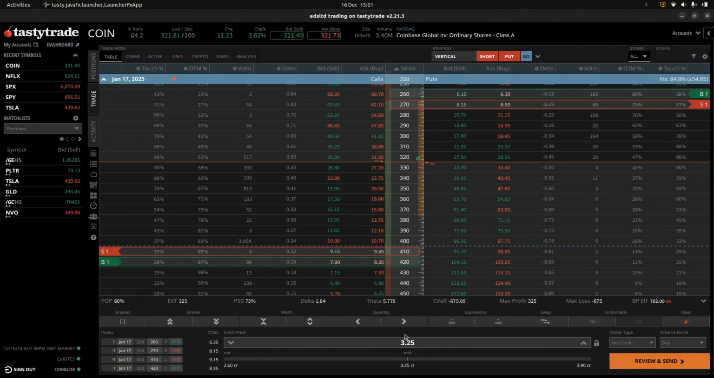Now, the reason why you deduct the premium is because once you collect the premium, that's added to your cash balance. It's non-refundable. That's not to say that if the position goes against you and you have to close out at a loss, you can't end up paying more than the premium that you collect. You can end up paying more, but the actual premium itself is non-refundable. You keep that and it goes to your cash balance.